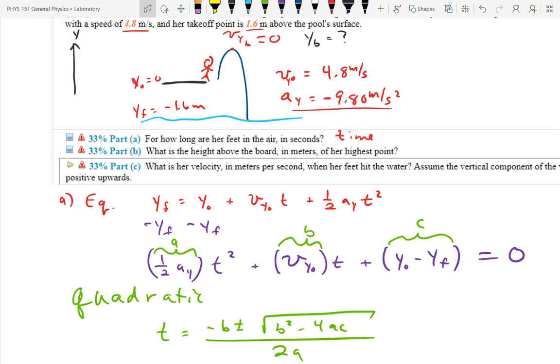So that's the flaw with using time. Using the other one gives you the exact value, but it doesn't tell you if it's up or down. You have to use your brain to say, well, she was moving down clearly when she hit the water. So you can solve it either way.